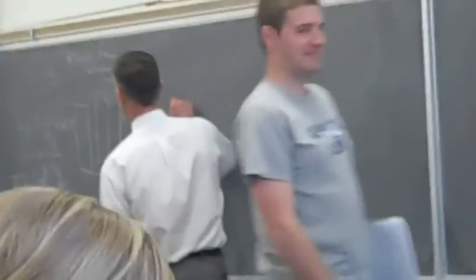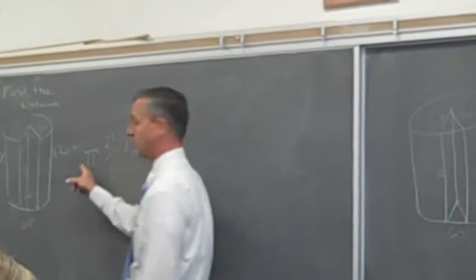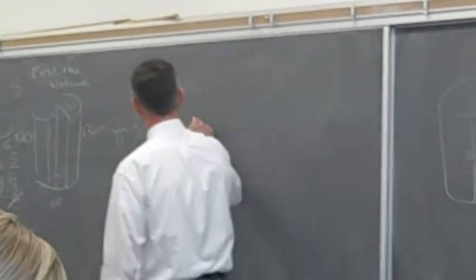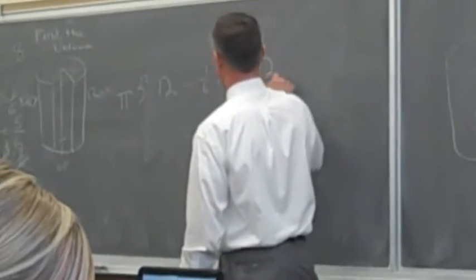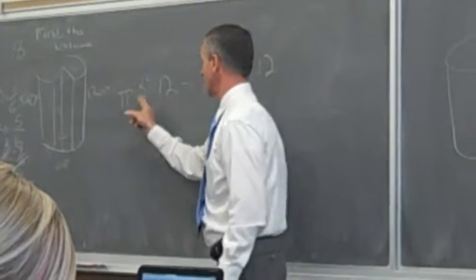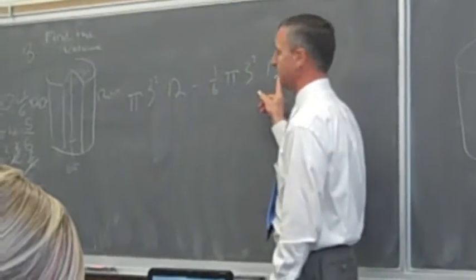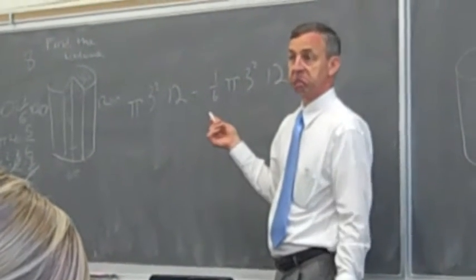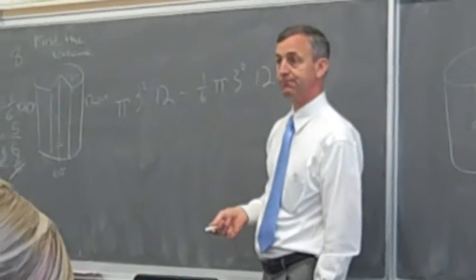Did everybody hear that? I'm going to actually put that up. We would have pi r squared h, that's the whole thing, right? Minus 1/6 of pi r squared h. So we take the whole cylinder and then we subtract 1/6 of the cylinder out. That would be the same.